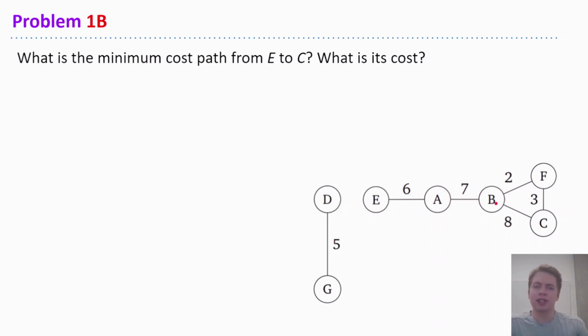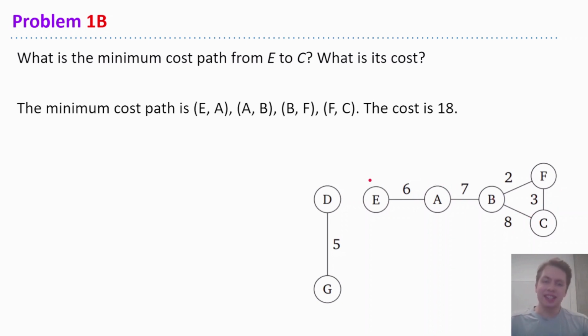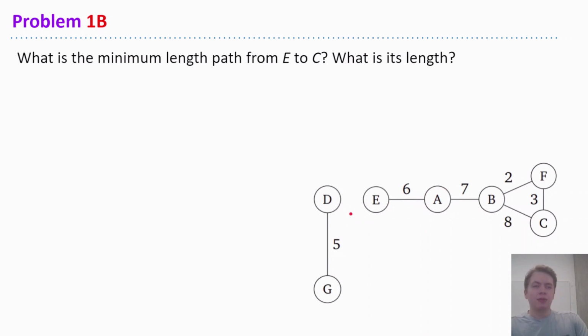And the only other edge we can take that doesn't lead us to B to C is to F. So let's take that. So we add this cost of 2 to our running total to arrive at a cost of 15 so far. And then we can take this edge from F to C with a final cost of 18. And this is the minimum cost path, which has a cost less than the path with the least number of nodes.